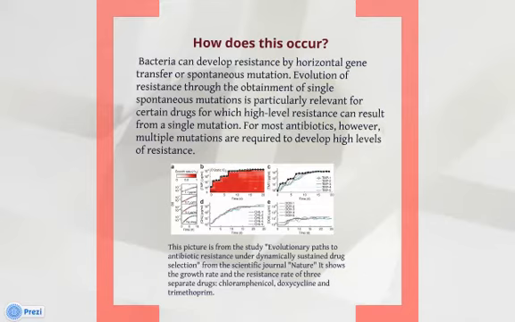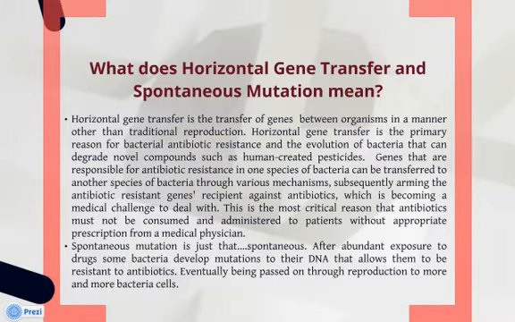Evolution of resistance through the obtainment of single spontaneous mutations is particularly relevant for certain drugs for which high-level resistance can result from a single mutation. For most antibiotics, however, multiple mutations are required to develop high levels of resistance. This picture is from the study of evolutionary paths to antibiotic resistance, where they studied 3 separate drugs: chloramphenicol, doxycycline, and trimethoprim. What does horizontal gene transfer and spontaneous mutation mean?